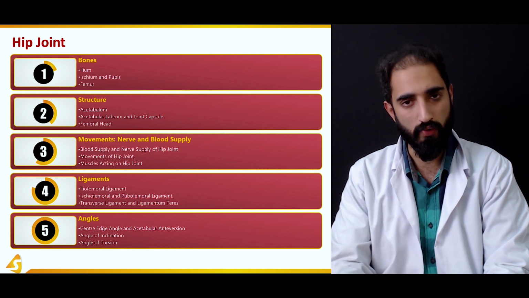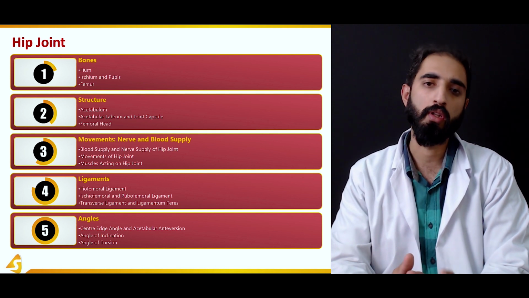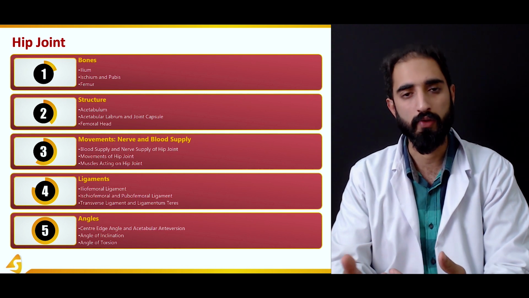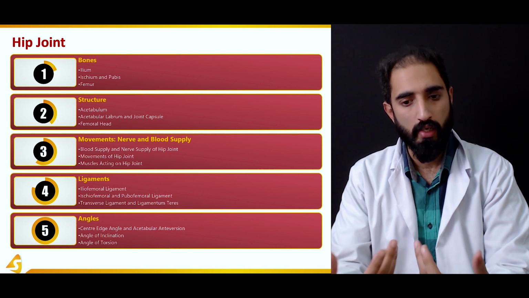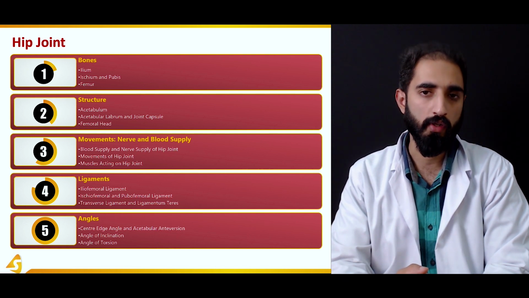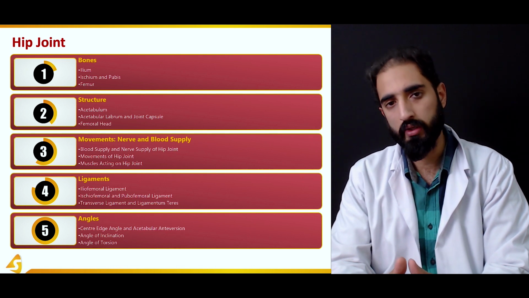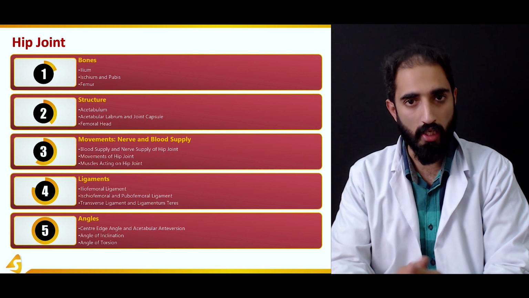At the end, we're going to take a look at the biomechanical aspect of the hip joint, which would comprise the angles of the hip joint, including both the angles of the acetabulum as well as the angles of the femur, which consist of the center edge angle, acetabular anteversion, angle of inclination and angle of torsion. So that's pretty much the summary of the lecture that we're going to talk about in detail in the upcoming sections.